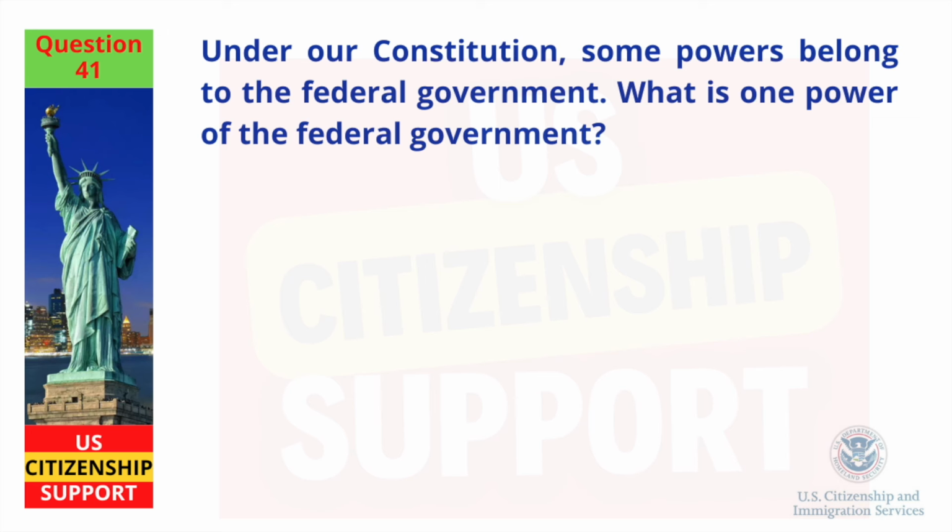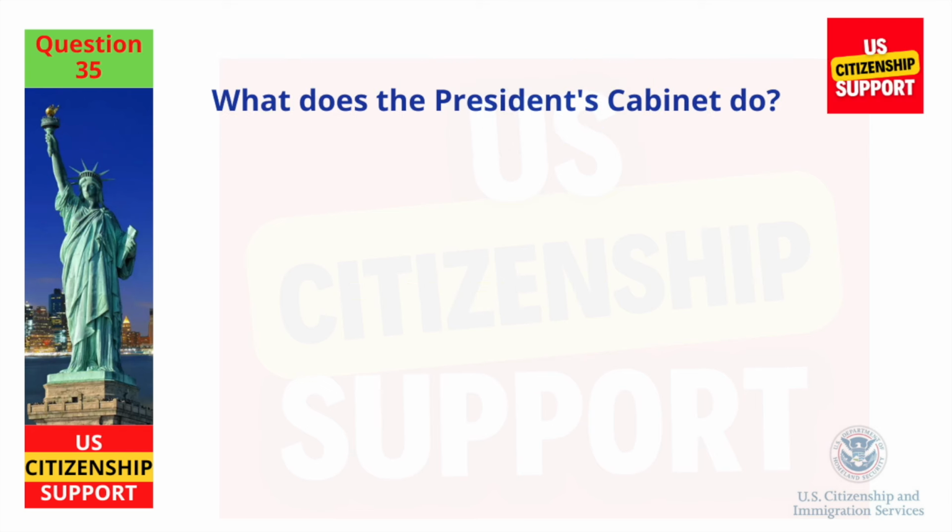Under our Constitution, some powers belong to the federal government. What is one power of the federal government? To print money. What does the president's cabinet do? Advises the president.